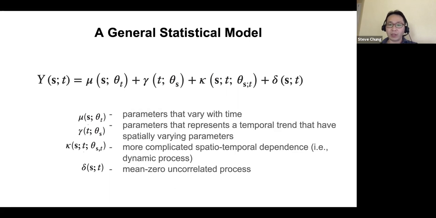And we want to put a random process into the model so that this model can better capture the relationship, this spatial temporal dependence. And this could be considered as a random process as well. And the last term is the mean zero uncorrelated process. And this could be simply taken as normal. This could be a random variable that takes a normal distribution. And this is the error term in the model.